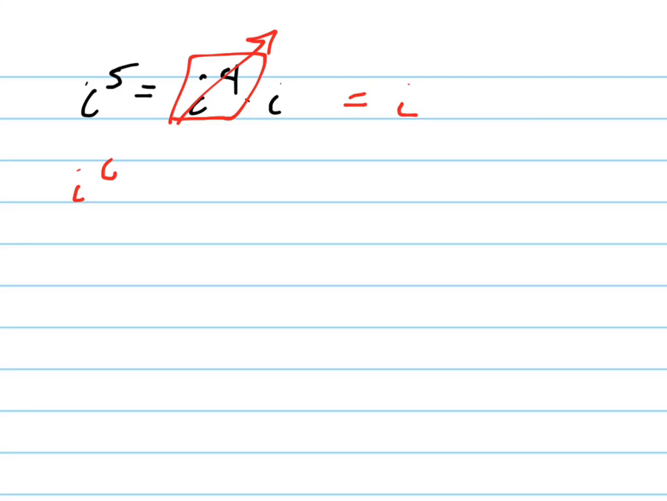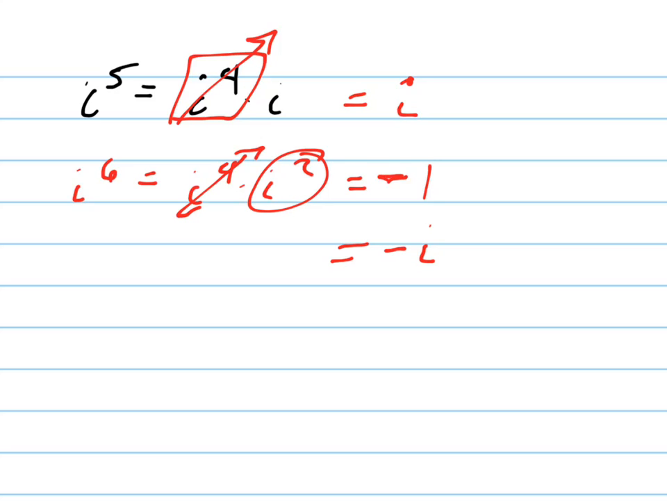What's i to the 6th equal? i to the 4th times i squared. That goes away. That becomes -1, etc. And so it keeps rotating through these four things: i, -1, -i, 1, etc. And every time you get to a power that is a multiple of 4, here's the big takeaway, you're going to get 1.